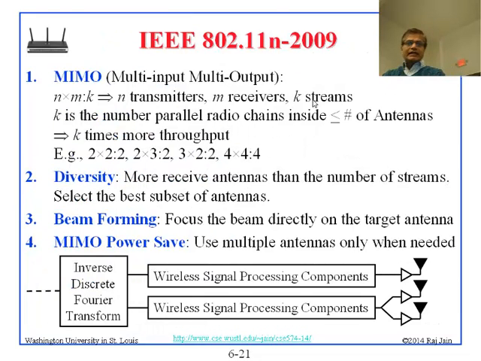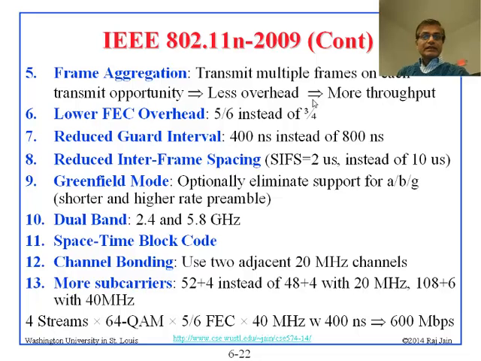First of all, we know that 11n does MIMO, diversity, beam forming, MIMO power save. MIMO power save is that you turn off some antennas. Frame aggregation, you send many frames inside a frame. That is aggregation. It's the opposite of fragmentation. You use FECs which are 5 by 6 instead of 3 by 4 for the first time. You use reduced guard interval, reduced interframe spacing, and so on and so forth. And you have dual band. You can use either 2.4 or 5.8.